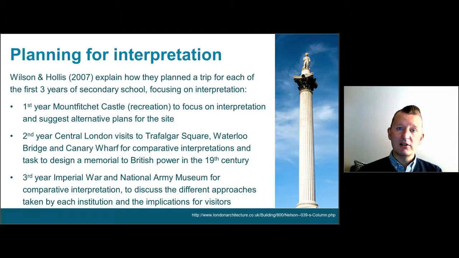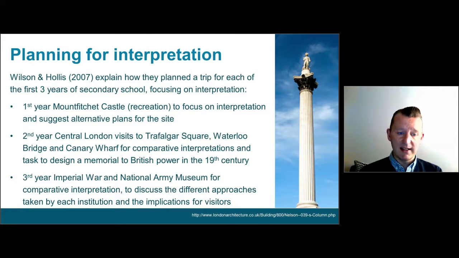And then the task, once they've looked at those different interpretations, is to go away and design their own monument that reflects on the nature of British power in the 19th century, at the height of the British Empire, but does so from a 21st century perspective. So it asks children to produce a monument for now, for the current diverse and multicultural population of London, rather than in more celebratory mode, such as the Nelson's Column in Trafalgar Square.